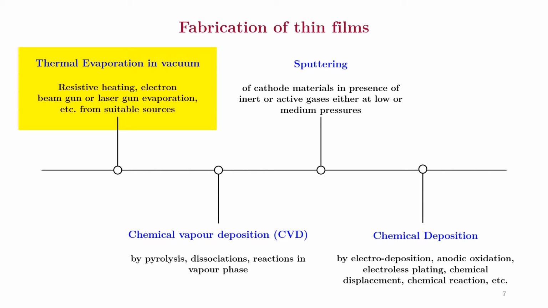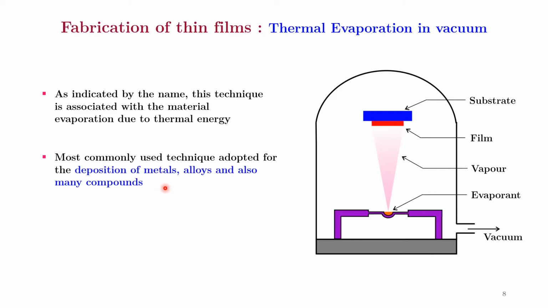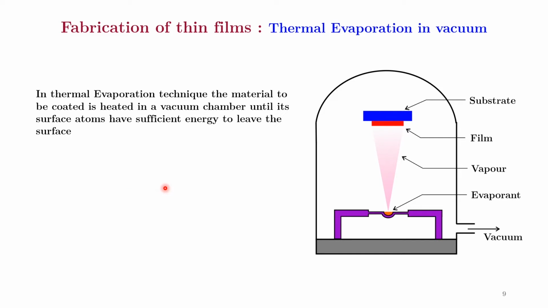This part of the video series is intended to discuss the various thermal evaporation techniques in detail. We'll first discuss thermal evaporation in vacuum. As indicated by the name, this technique is associated with material evaporation due to thermal energy. And this technique is most commonly used for the deposition of metals, alloys, and also many compounds.